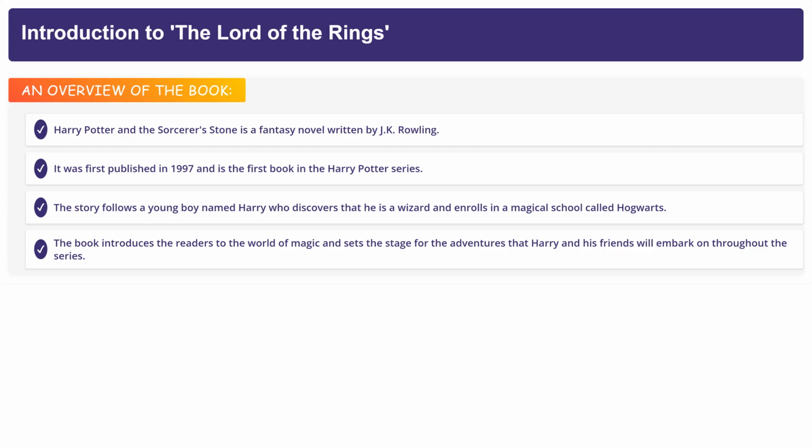Welcome to our exploration of the epic world of Middle-earth in J.R.R. Tolkien's The Lord of the Rings trilogy. In this segment, we will introduce the book and lay the foundation for our journey through its rich tapestry of characters and events.